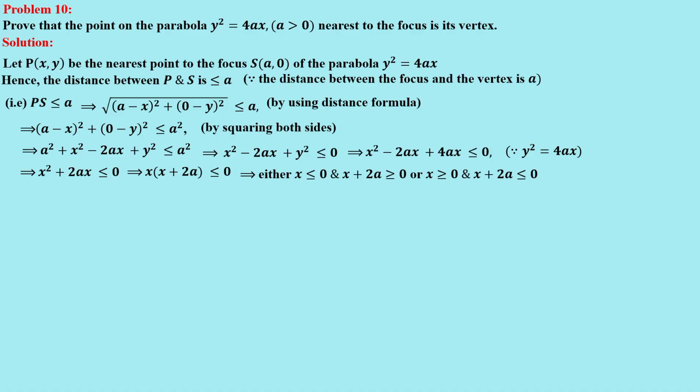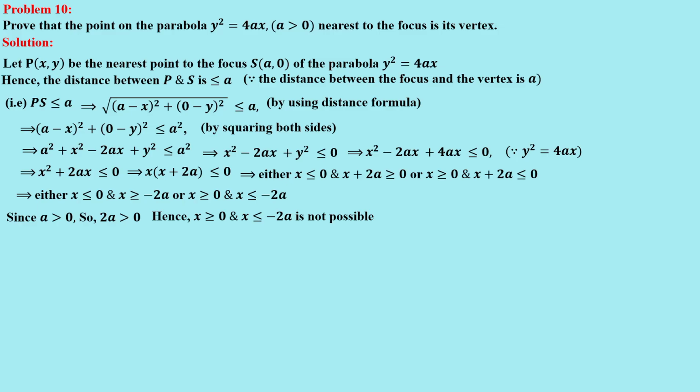Otherwise, the other part: either x is less than 0, negative, or x is positive. Accordingly, x plus 2a is positive or negative, right? Those are the two conditions. Either x is less than or equal to 0 and x is greater than or equal to minus 2a. We are taking that plus 2a to the other side of the inequality. Or, second pair, x greater than or equal to 0 and x less than or equal to minus 2a. Since a is greater than 0, 2a is greater than 0, right? Hence x greater than or equal to 0 and x less than or equal to minus 2a is not possible, correct?